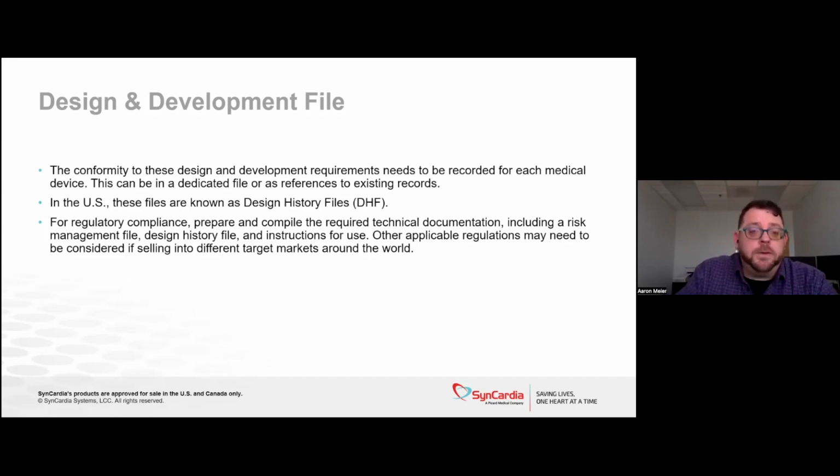So in the US, that's known as your device history file, your DHF. And it really is a record of your device plan, your design inputs, your outputs, all your verification and validation. It records your design transfer. It's your bill of materials, your device master record. All of those things necessary for this device live in that design history file. And it really becomes a one-stop shop for reviewers and regulators to look through your product and make sure, okay, I can support this as safe and effective.